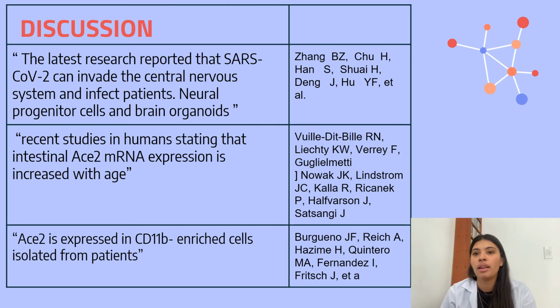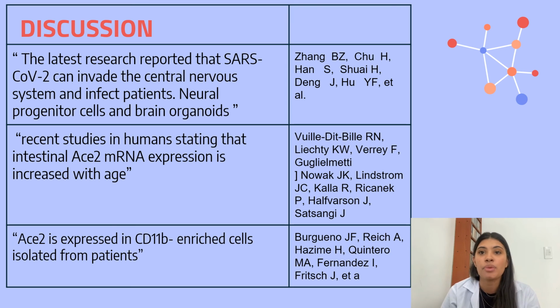By the way, Bill et al. also expressed that intestinal ACE2 mRNA expression is increased with age, which is incongruent with the results of this study, because they detected that the highest protein expression of intestinal ACE2 was in neonates compared with young and old adult mice.